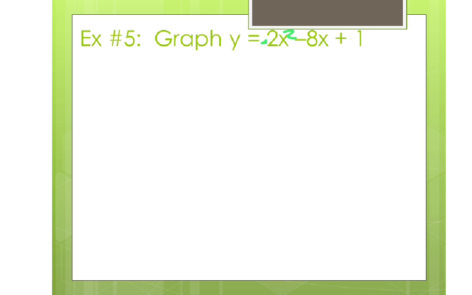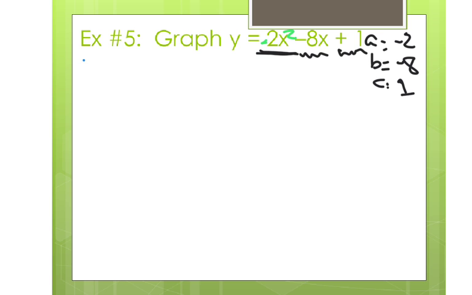Example 5 is similar to example 4, where we're going to graph y equals negative 2x squared minus 8x plus 1. We're going to start by finding our vertex. So we're going to name our A, our B, and our C. A is the number in front of our x squared, which is negative 2. B is the number in front of our plain x, which is negative 8. And C is our constant, what we're adding, which is positive 1.